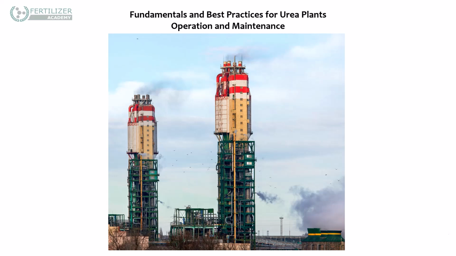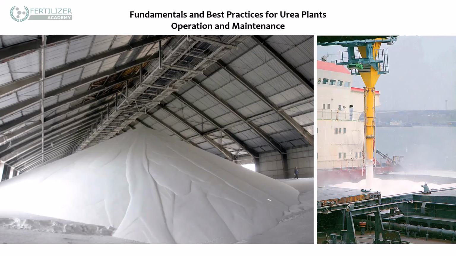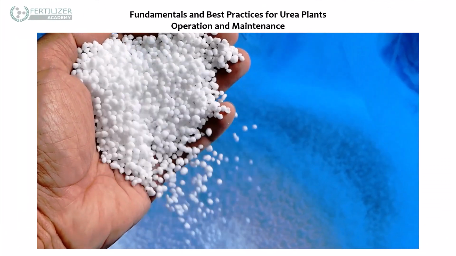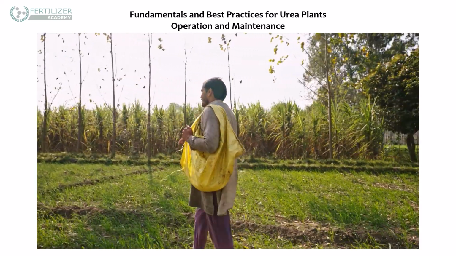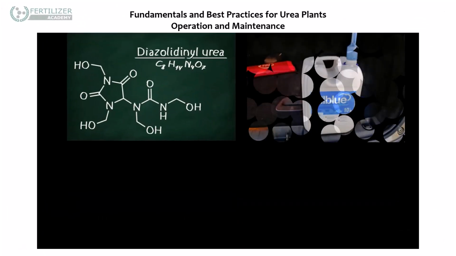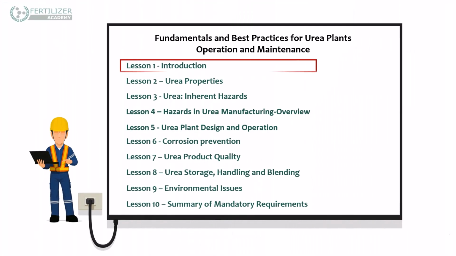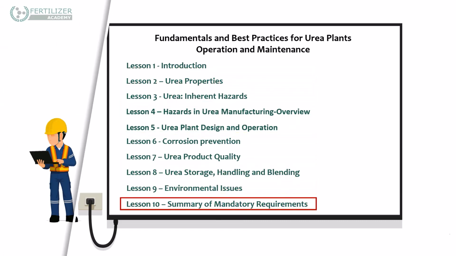Urea production, you need the knowledge, skills, and strategies to manage production plants safely and efficiently. The Fertilizer Academy offers a training course, Fundamentals and Best Practices for Urea Plants Operation and Maintenance. The course program includes 10 lessons covering key topics.